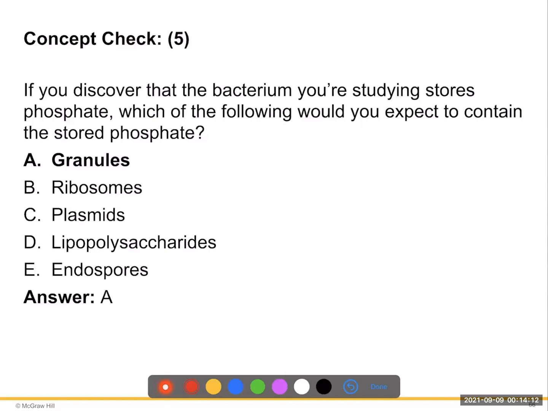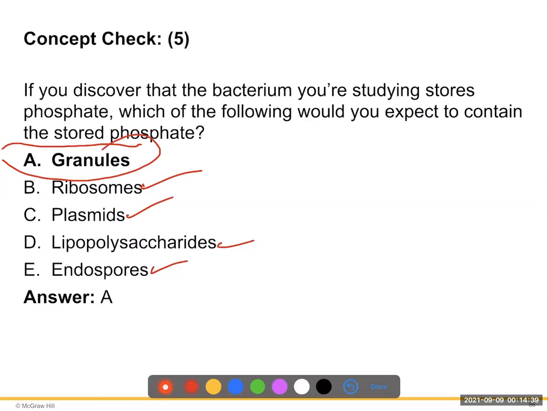I mean, ribosomes do what? They make proteins, linking amino acids together. Plasmids are your ring structure of DNA that allows you to do genetic engineering. That's transferred from cell to cell. Okay. Lipopolysaccharides are part of your cell membrane. Endospores we just talked about. Granules are the things that incorporate into those vacuoles, and they're stored. Phosphates are stored there. Fats are stored there. Glycogen is stored there for energy uses.